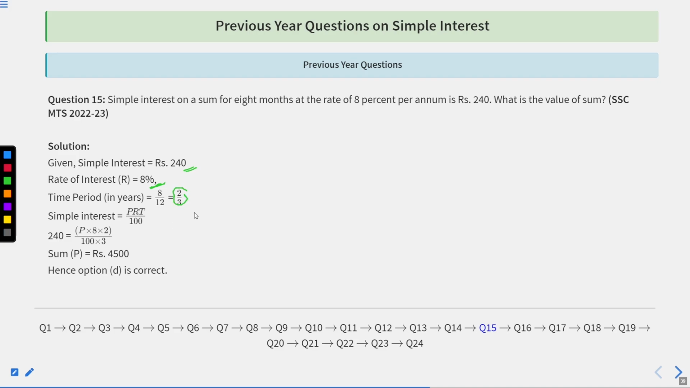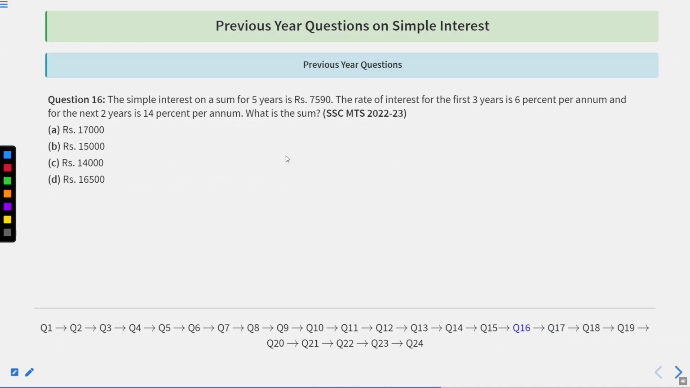So the simple interest will be PRT upon 100. That means 240 equal to P into 8 into 2 upon 100 into 3. So the sum P is equal to 4,500 rupees. So the option correct here is option D.